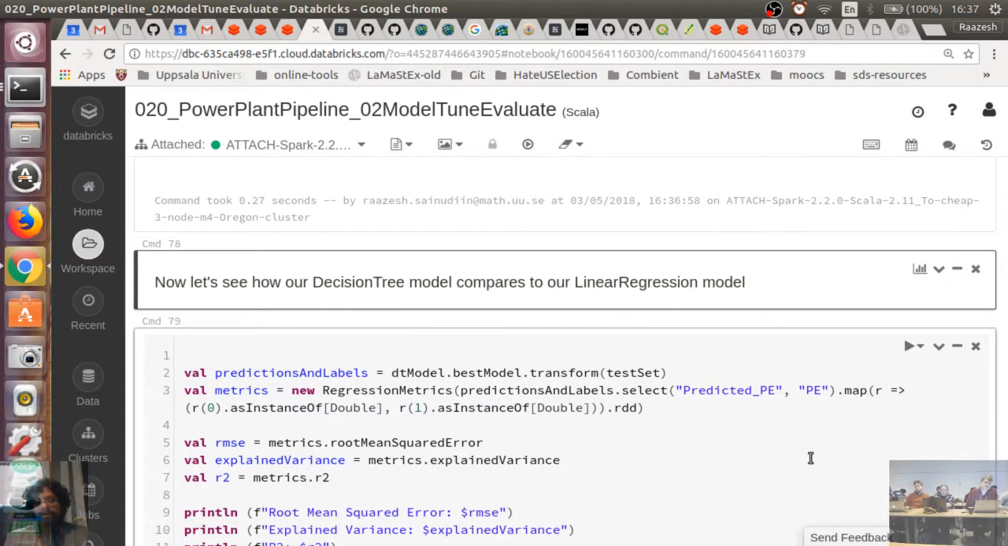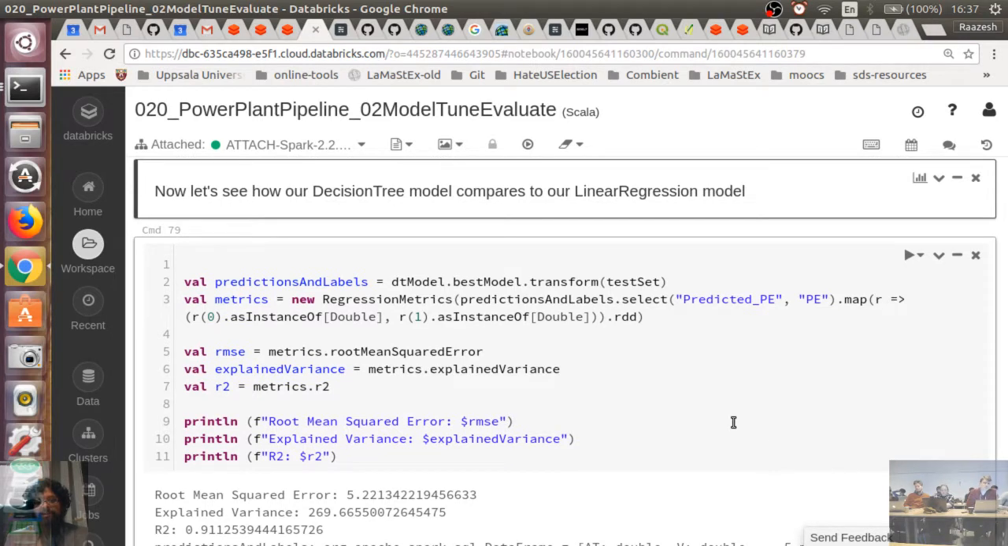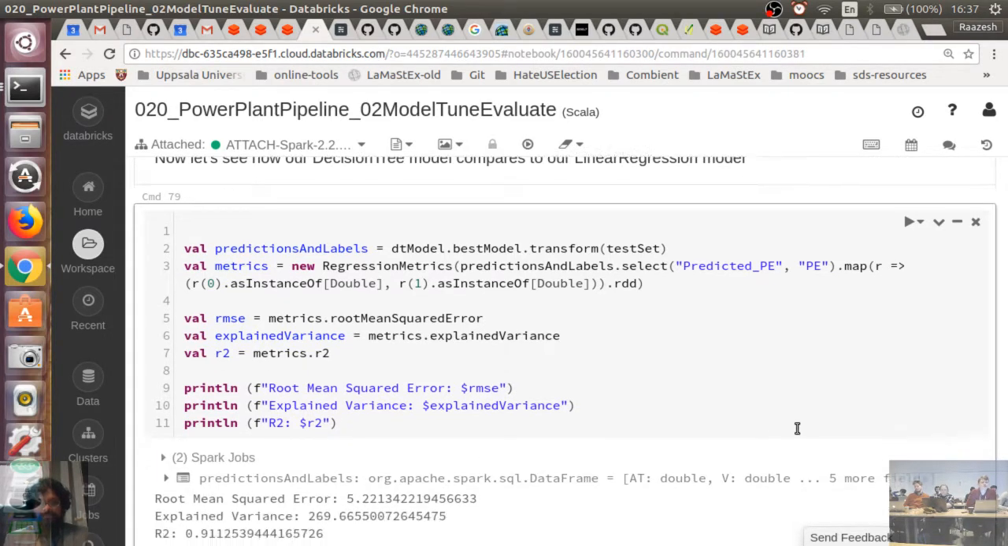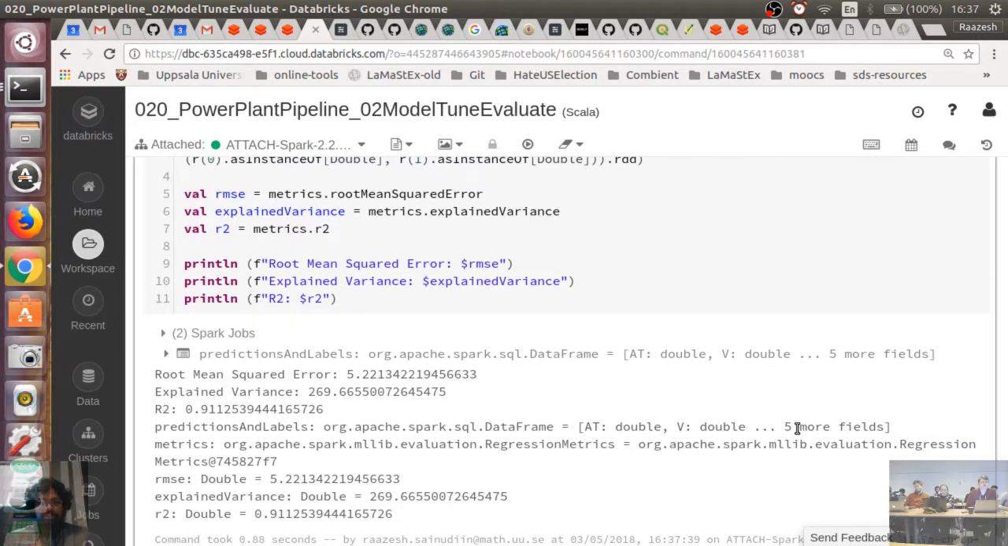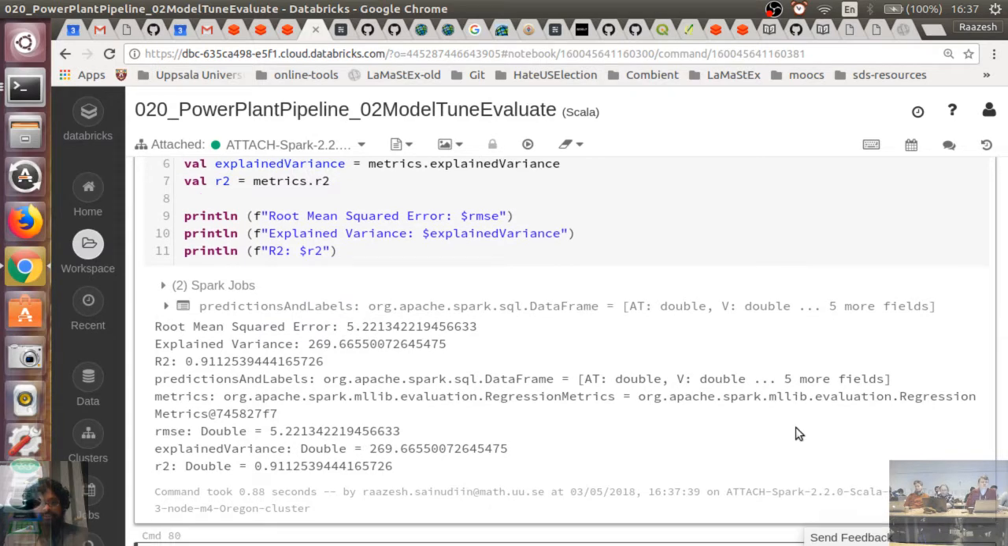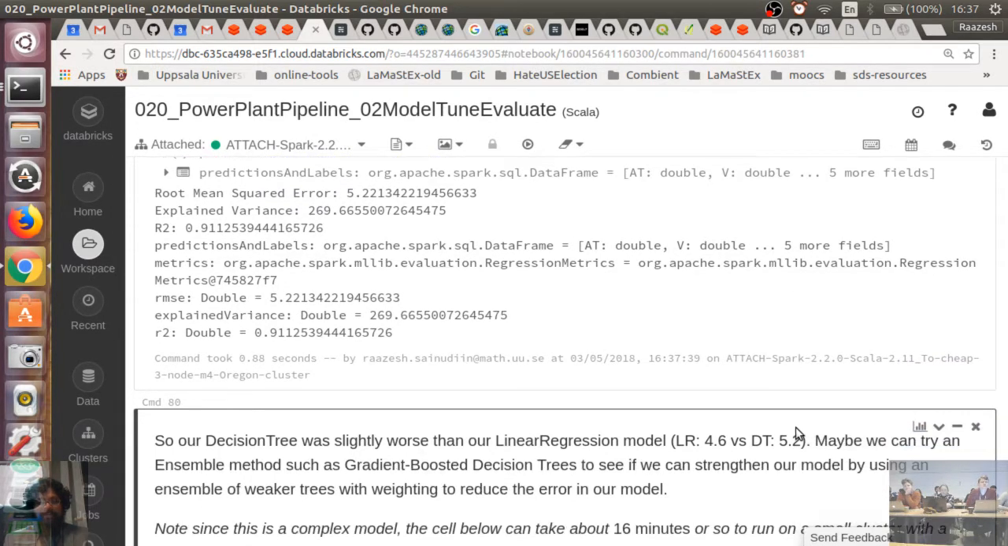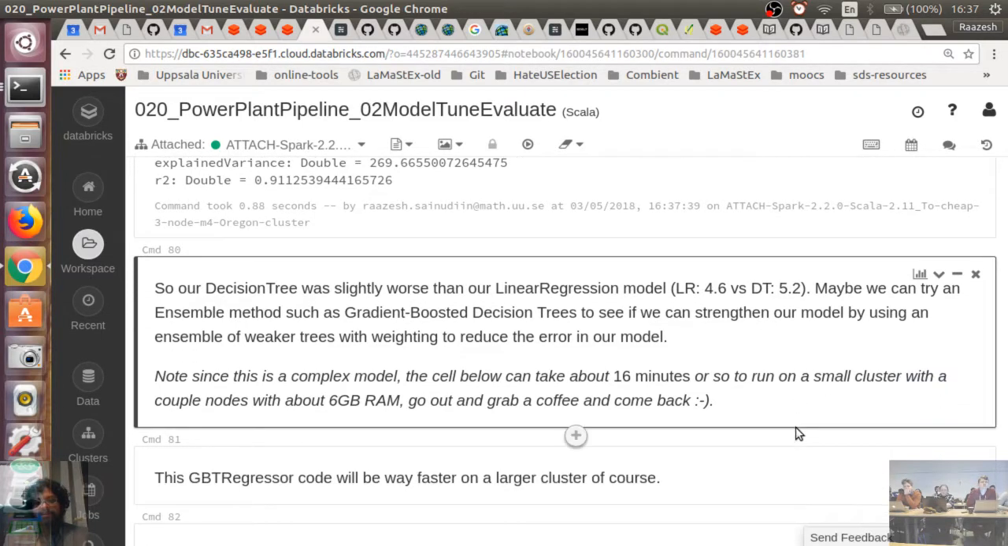Okay, let's see how our decision tree model compares to our linear regression model. So now the root mean square error is 5.22, so it's not as good, right? It was slightly worse than our linear regression model, with 4.6 for linear regression and 5.2 for decision trees.